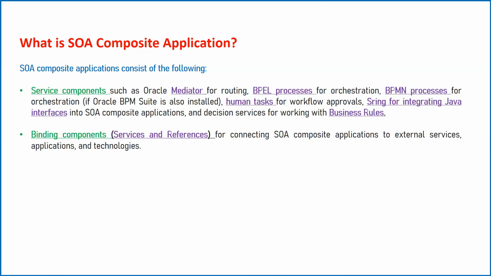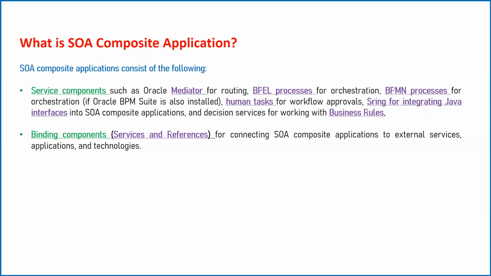When we talk about the SOA service components, we have a mediator, we have the BPEL process, business process execution language. We have the BPMN process, which is installed along with BPM, if we have installed BPM along with the SOA suite. Apart from that, we have a human task, and Spring for integration of Java interfaces, if you want to integrate Java interfaces with SOA composites. And along with that, we have a business rule. We discussed in detail the role of each and every component in SOA, but all these are called the service components.